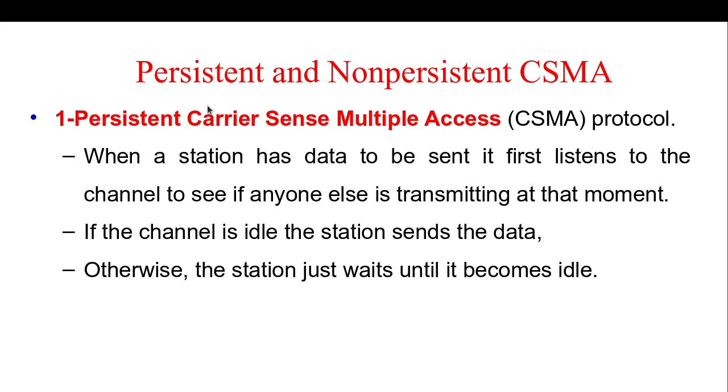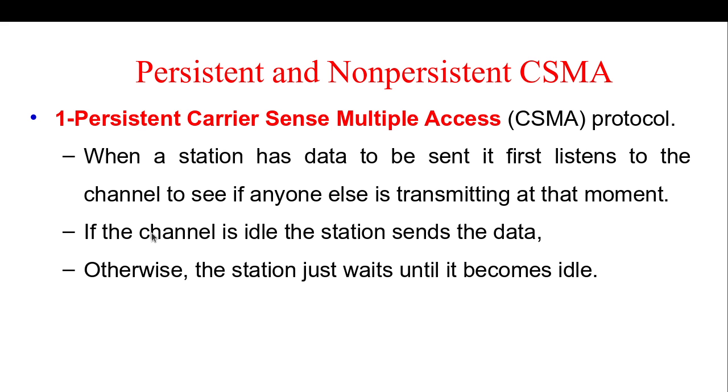The first such CSMA protocol is the one persistent carrier sense multiple access protocol. Here, when a station has some data to be sent, it first checks the channel, listens to the channel to see if any other sender is transmitting at that particular moment. Now, if the channel is idle, the station sends the data. Otherwise, the station just waits continuously until the channel becomes idle.